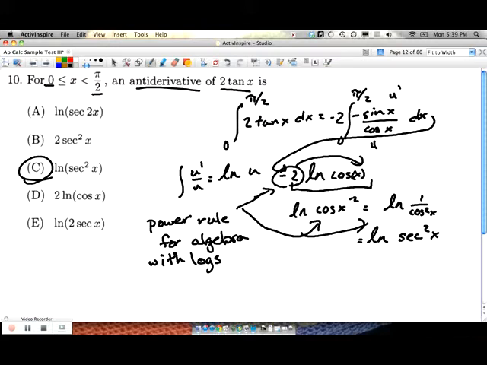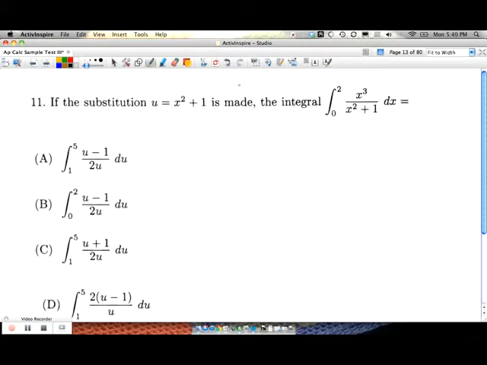Alright, next. If the substitution u equals x squared plus 1 is made, then we have this. This is going to be our key. U equals x squared plus 1. We're going to derive everything from that. If we know that u equals x squared plus 1, then we also want to figure out what x equals, and what dx equals. So if I did du equals 2x dx, then that means du over 2, or 1/2 du, equals x dx.